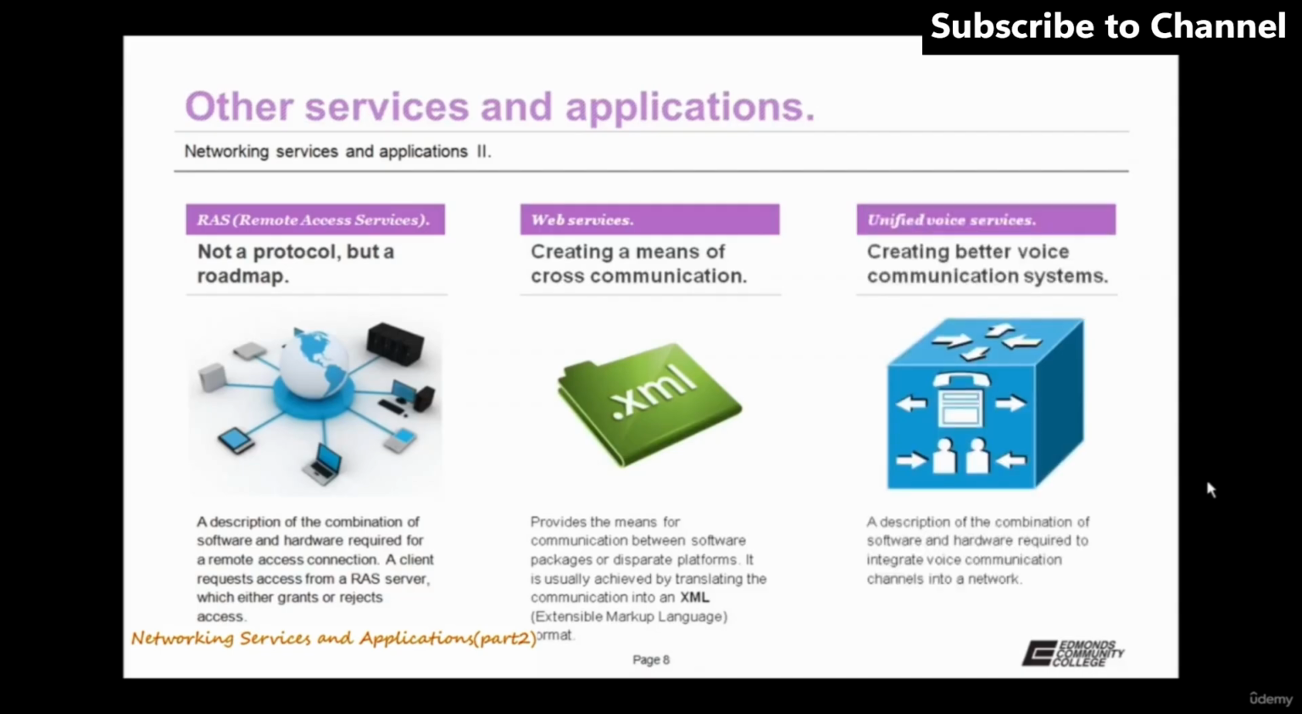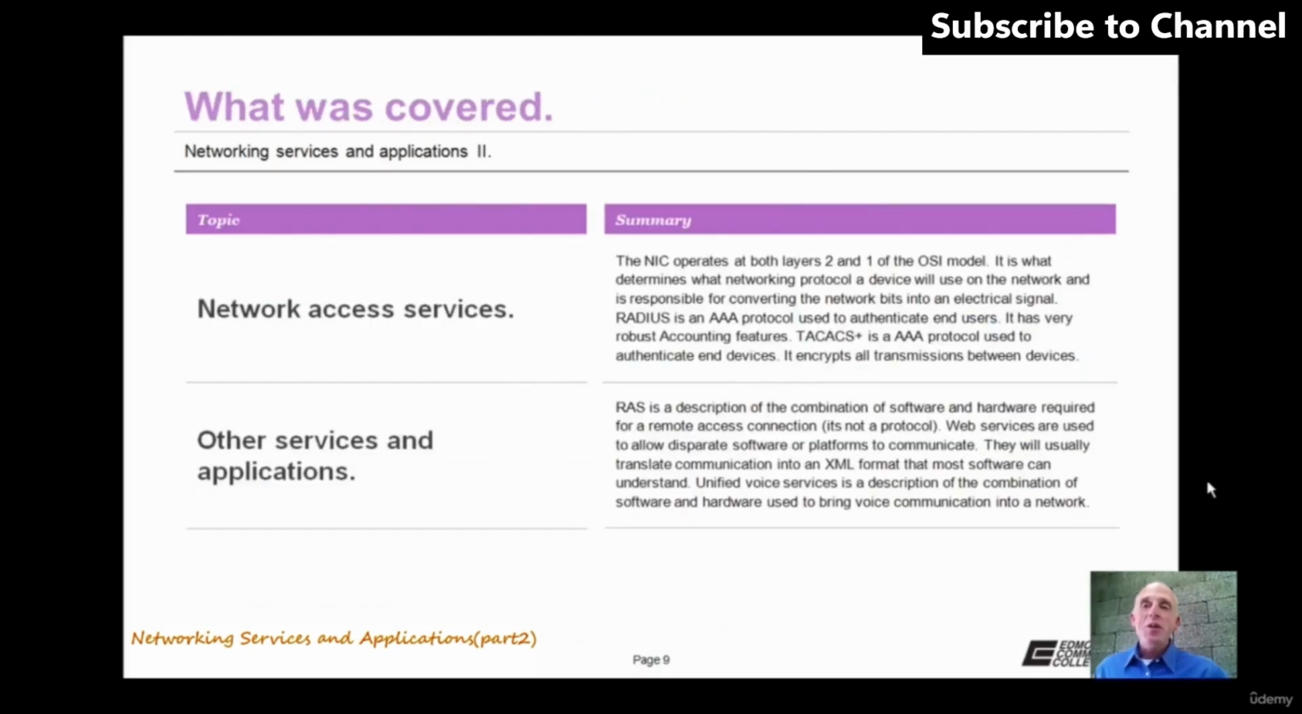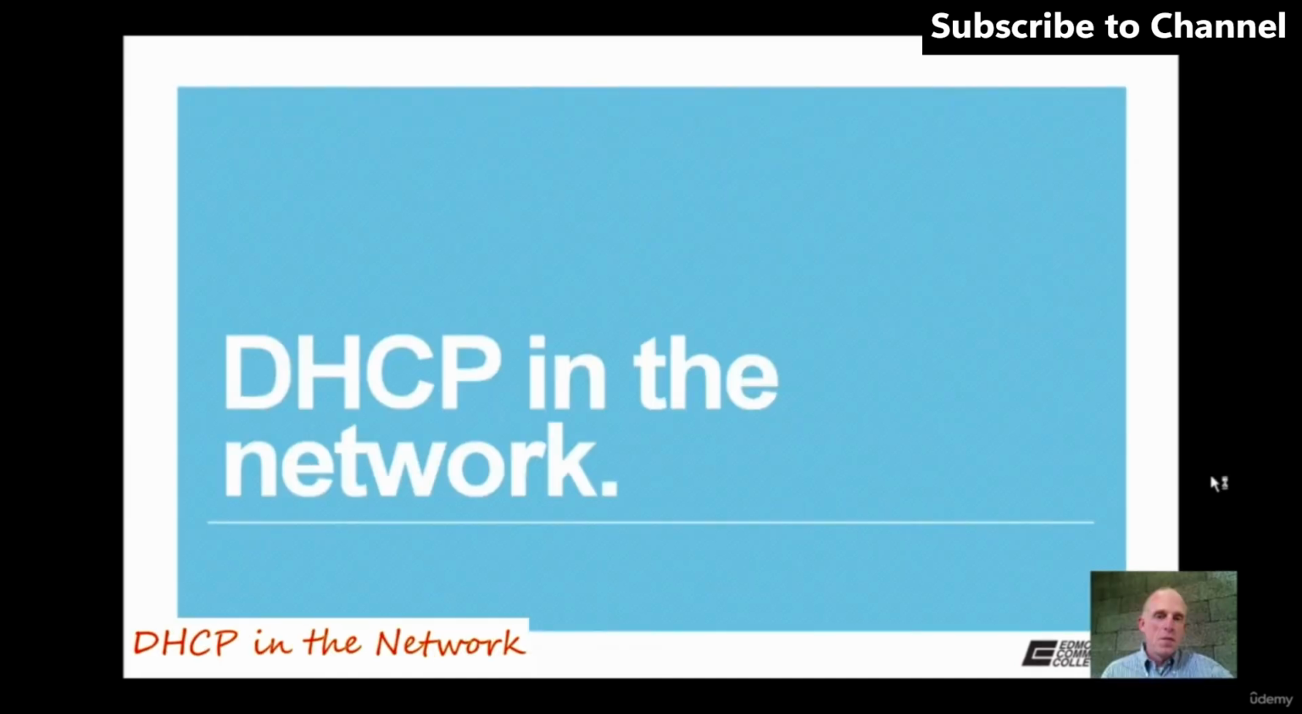Last up is Unified Voice Services. This is creating a better voice communication system. It's a description of the combination of software and hardware required to integrate voice communication channels into a network, as in voice over IP. That concludes this session on Networking Services and Applications Part 2. I began by talking about network access services, and I concluded with other services and applications.